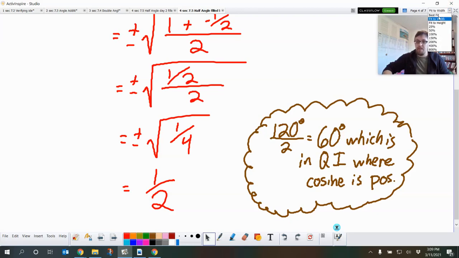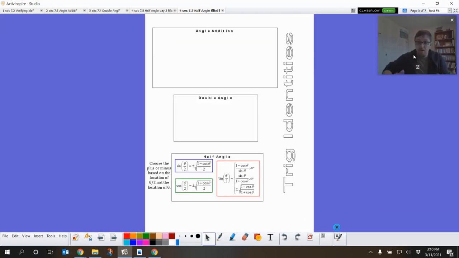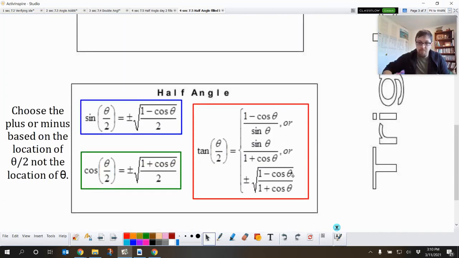If you wanted to see this one in its entirety, we're going to do one in just a second. So be sure with sine and cosine that you're choosing it based on the location of theta over 2. Now, with tangent half angle, I've got some notes about this one.